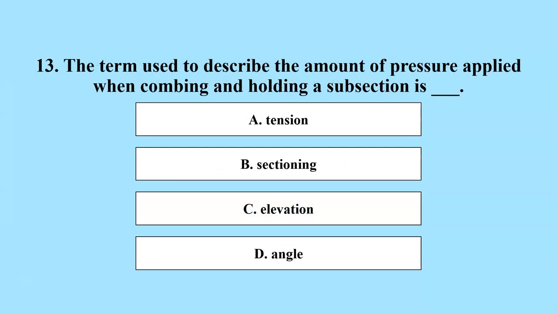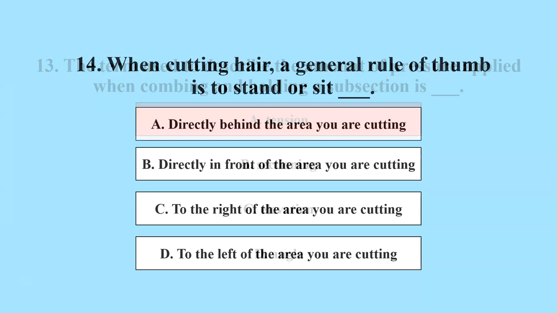The term used to describe the amount of pressure applied when combing and holding a subsection is tension, sectioning, elevation, angle. If you chose A, tension, you are correct.